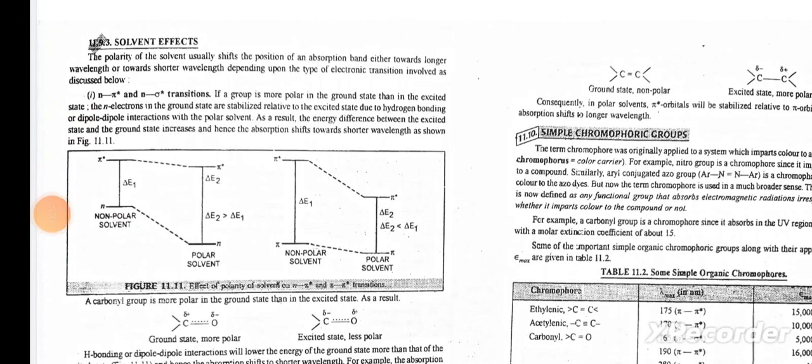Solvent effects. The polarity of the solvent usually shifts the position of an absorption band either towards longer wavelength or towards shorter wavelength, depending upon the type of electronic transition involved, as discussed below. n to pi star and n to sigma star transitions. If a group is more polar in the ground state than in the excited state, the n electrons in the ground state are stabilized relative to the excited state due to hydrogen bonding or dipole-dipole interactions with the polar solvent. As a result, the energy difference between the excited state and the ground state increases, and hence the absorption shifts towards shorter wavelength, as shown in figure 11.11.